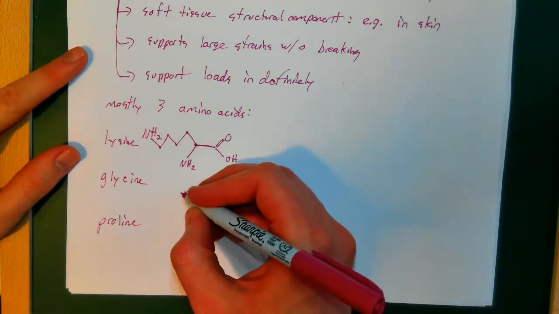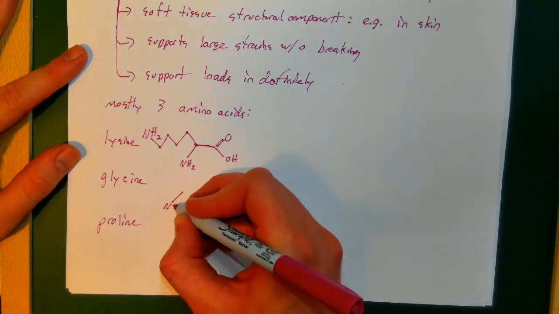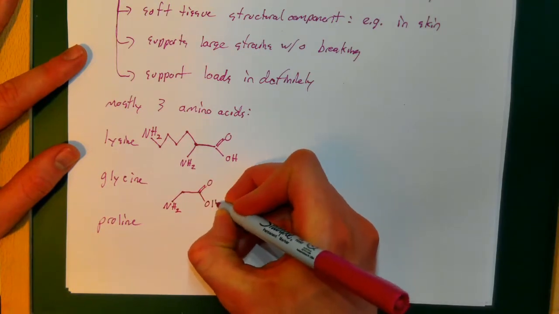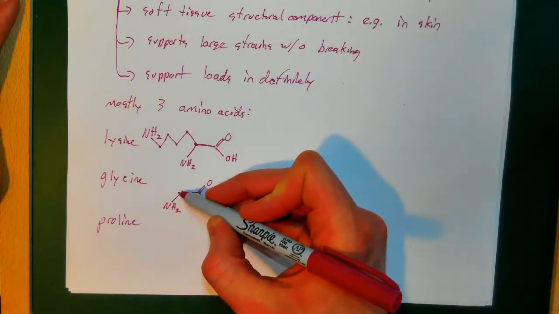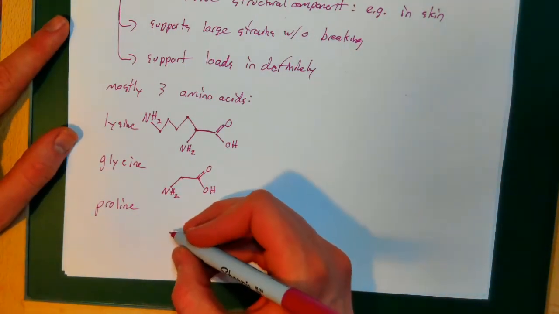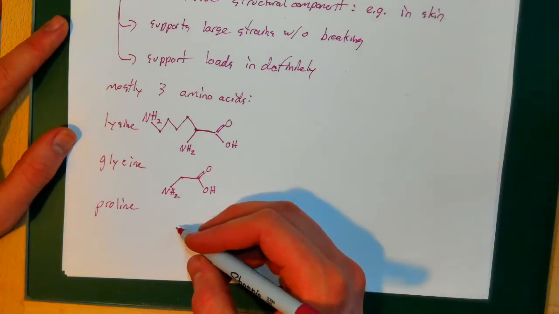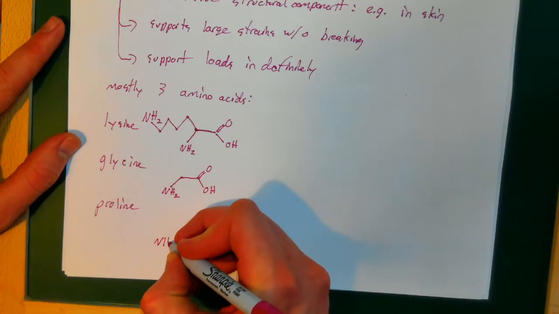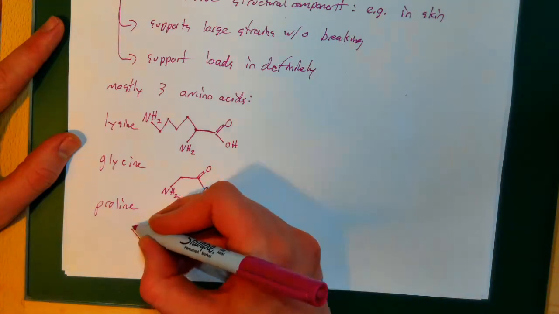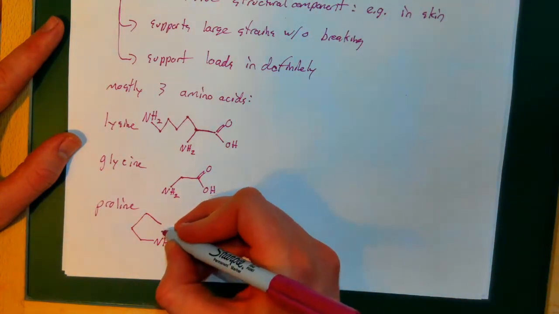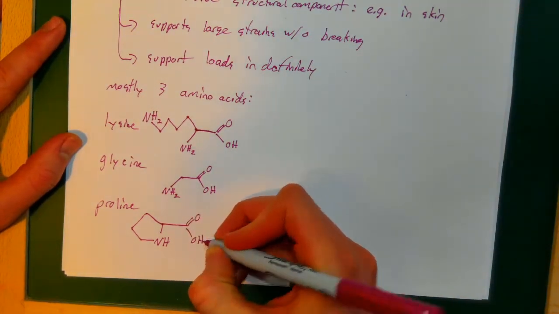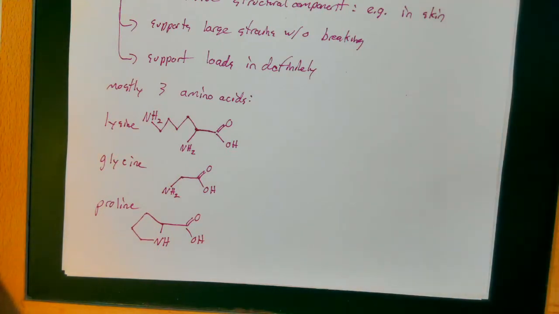Glycine is the simplest of all amino acids, in that all it has is its amine group and its carboxylic acid group, and this carbon right here basically has two hydrogens that I haven't drawn. And then proline is a little bit interesting in that it doesn't have exactly an amine group, but rather an NH that's part of this kind of weird carbon ring. So those are the molecular structures right here.